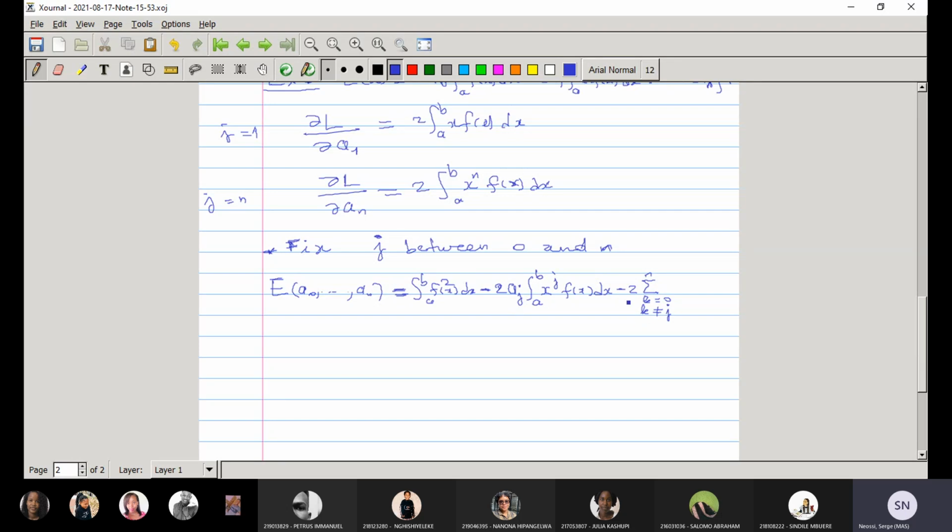So I can split this sum into 2, the term that I want and the term that is not present, because I split the summation into 2. So this is what we have now. So this will be a k, the integral from a to b, x to the k f of x dx. I hope this is clear now.